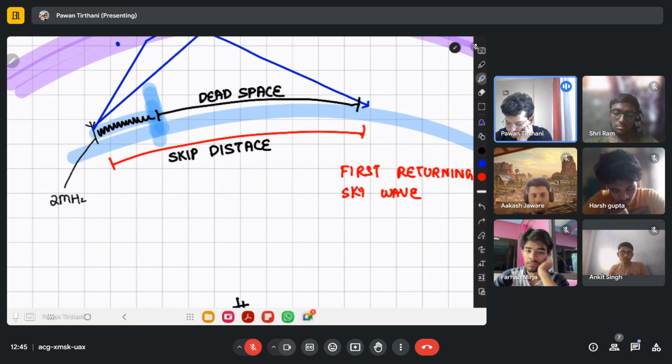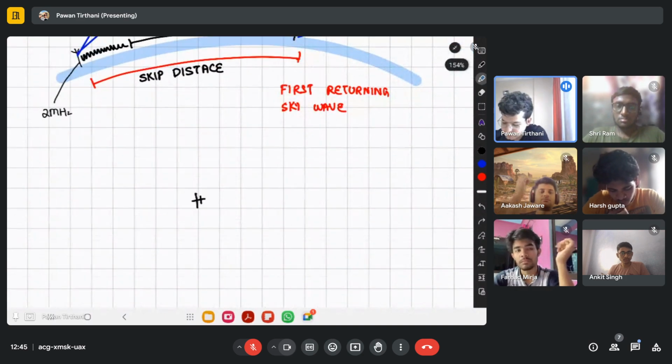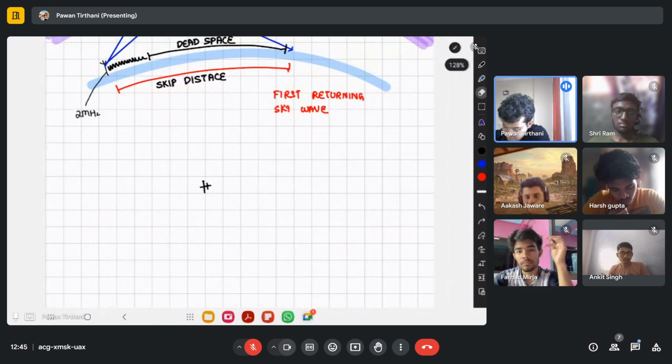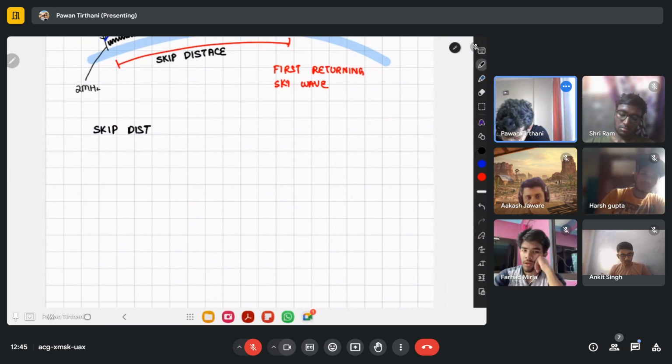Why are we studying all of this? We are studying all of this because there will be questions that are going to be asked based on the increase and decrease of dead space and skip distance. Now I know it is a very complex definition. I'll make it very simple for you. Write down about skip distance and write down about dead space. All of these distances, these both distances, they have a common point.